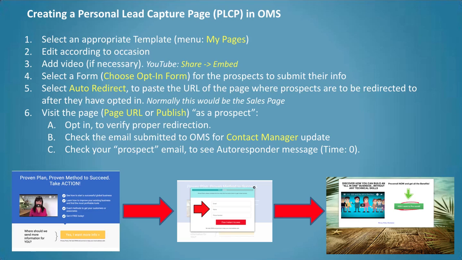We can add a video if necessary, and we do this not by copying the video's YouTube URL, but by clicking on Share, then Embed, then by copying the HTML code that will be provided. We click on Choose Opt-in Form to select the appropriate form for our prospect to provide the information. We select Auto Redirect, and there we paste the URL of the page we want them to go to after they submit their information, and this would normally be the sales page.